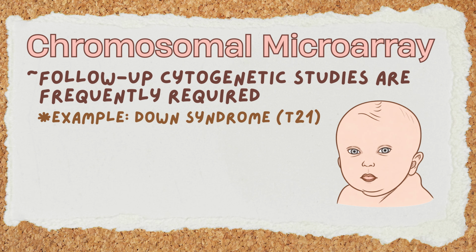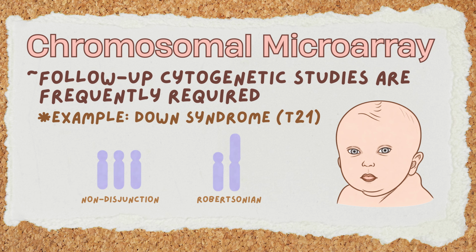For example, is trisomy 21 caused by non-disjunction, or is it due to a Robertsonian translocation? These have very different recurrence risks.